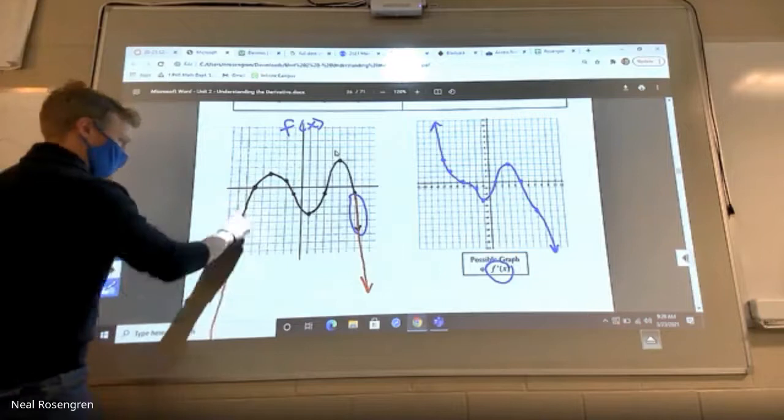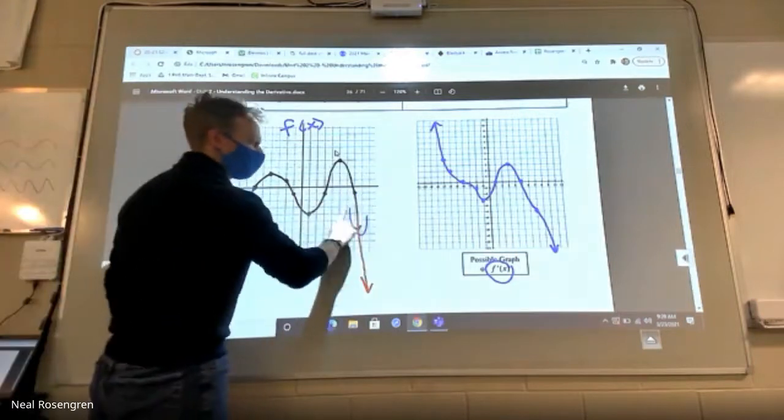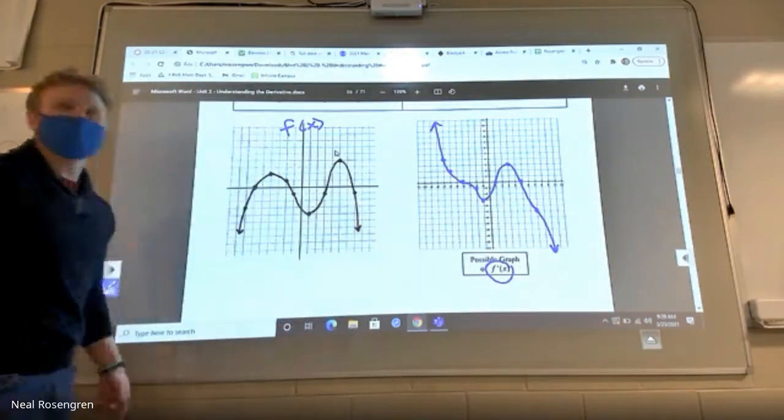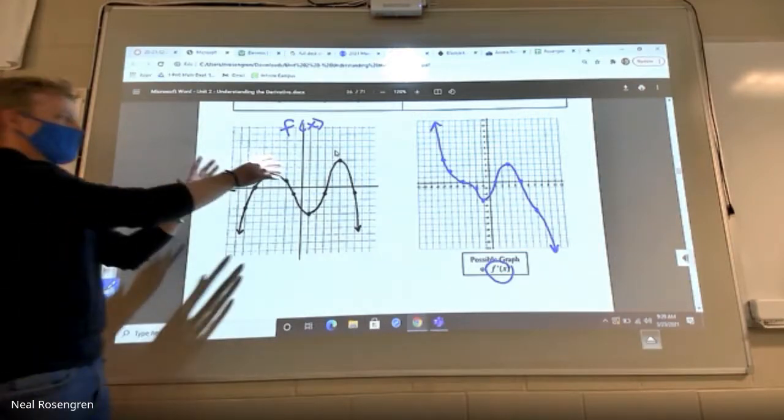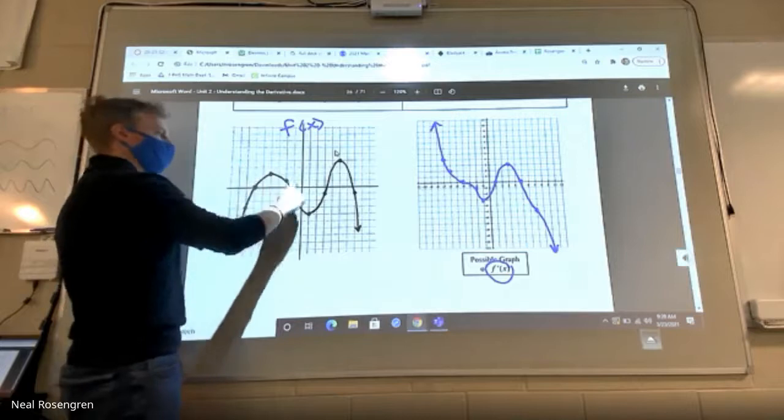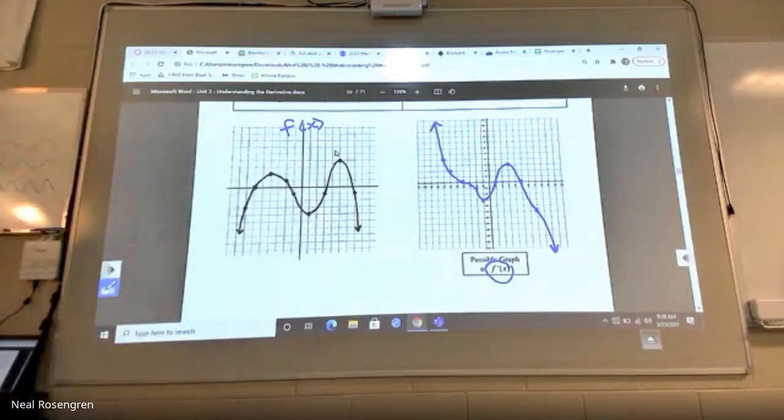Nice. Now, Sven said that this one was x to the fourth. Could it be x to the sixth? Negative x to the sixth, or negative x to the eighth, or negative x to the 10th? Probably, right? Now, we'd probably see like more action, you know, maybe some flexing or some flattening out or something like that if it was a higher degree. But even for sure, right?